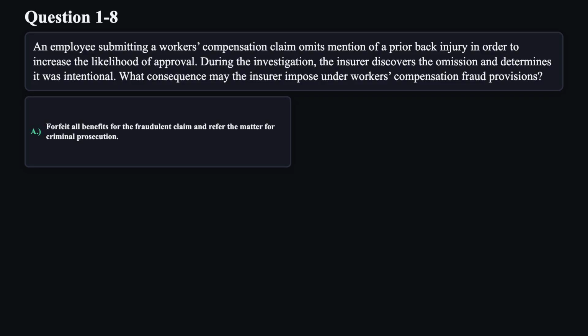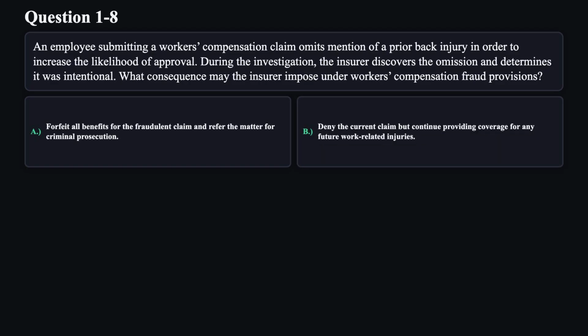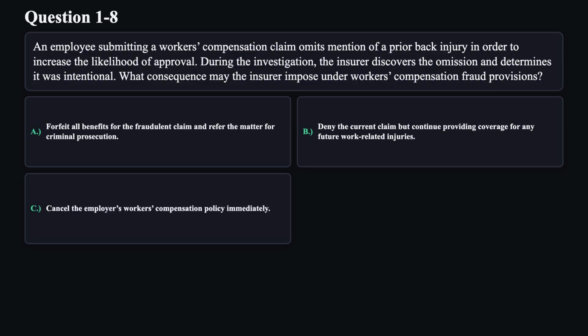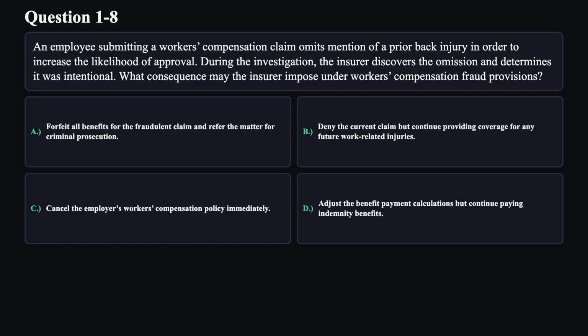A. Forfeit all benefits for the fraudulent claim and refer the matter for criminal prosecution. B. Deny the current claim but continue providing coverage for any future work-related injuries. C. Cancel the employer's workers' compensation policy immediately. D. Adjust the benefit payment calculations but continue paying indemnity benefits.